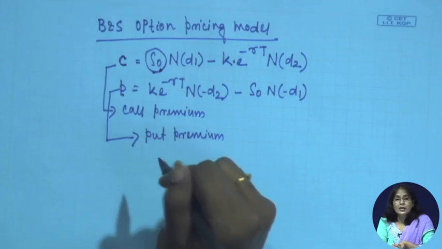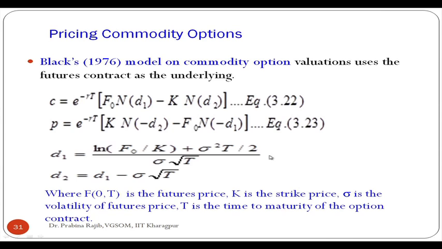So to do this adjustment, we use the Black 1976 formula. If you see this, F0T is the futures price prevailing today, and K is your exercise price, and you have e to the power minus RT. R is your risk free rate, T is time to maturity. So this is the formula for the call premium.